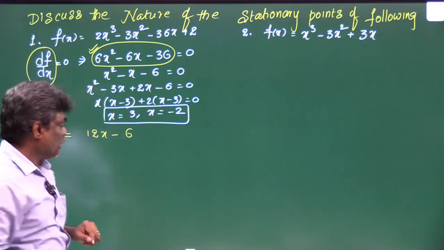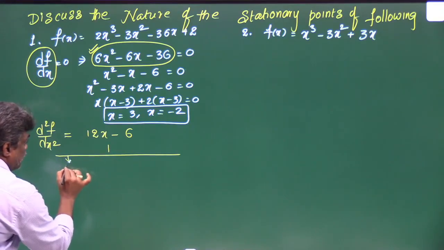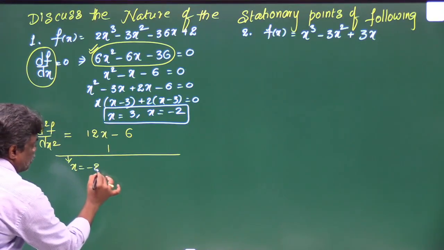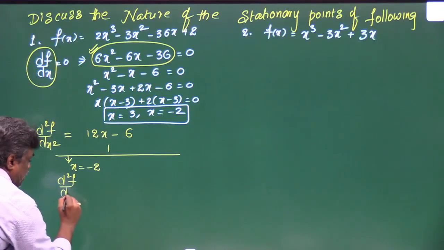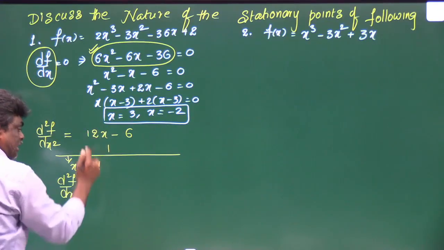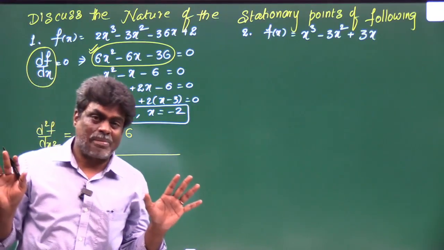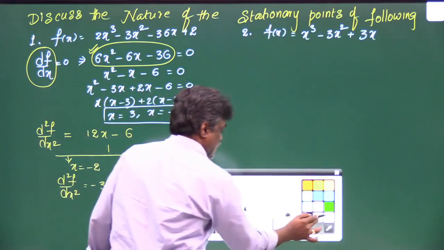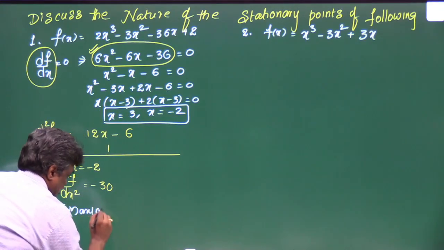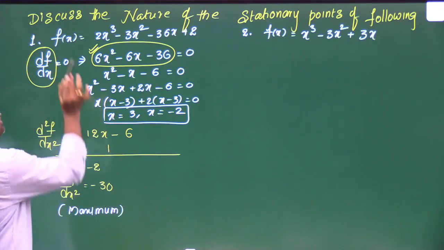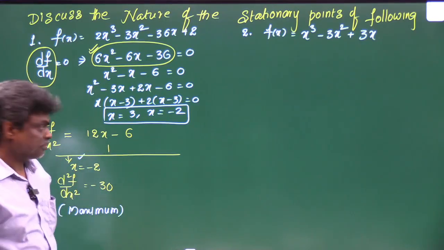Now you have 2 points. Let us substitute these 2 points. Now I am taking x = −2 and substituting. So your second derivative here, d²f/dx², is −30. If it is negative, is it a maximum or minimum? Maximum. So the function is having a maximum value at x = −2.